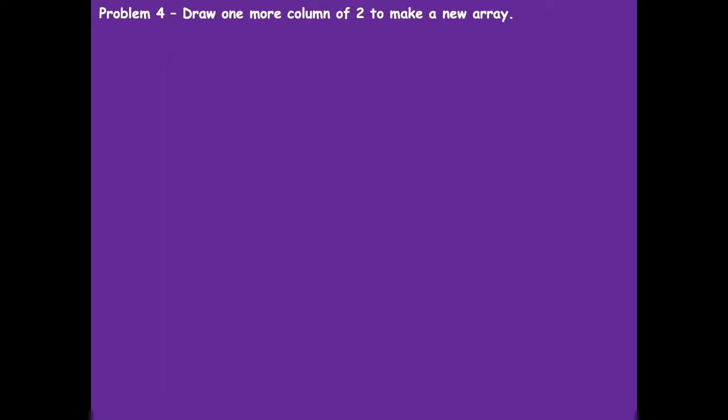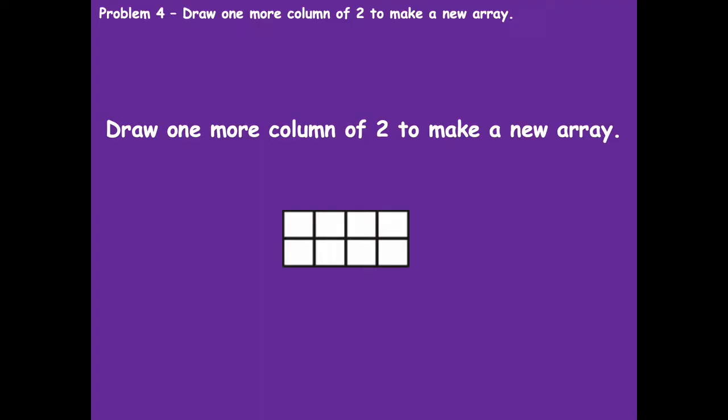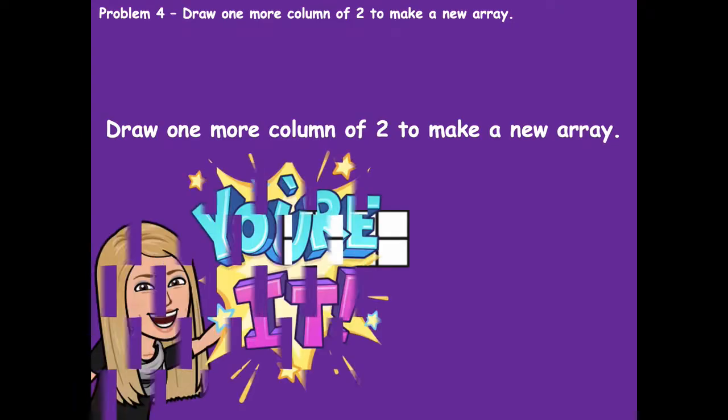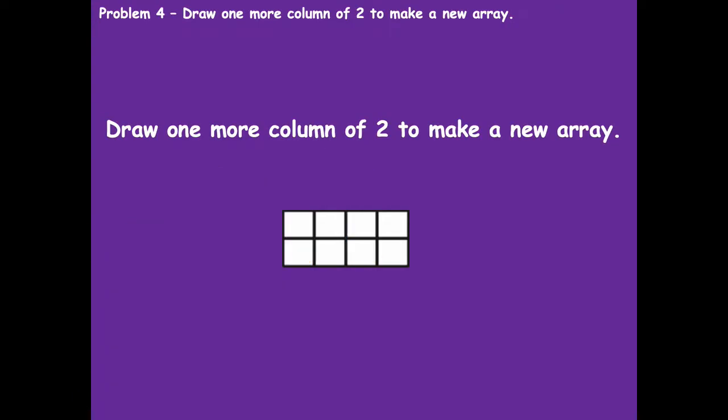Okay. All right, so now we're going to look at problem 4, which is a different problem than either one that we've been doing so far. So it says draw 1 more column of 2 to make a new array. So remember, columns go up and down. So you need to pause the video. You're going to draw 1 more column of 2 to make a new array. Okay, so draw your new column in and then click play when you're ready for the next step.